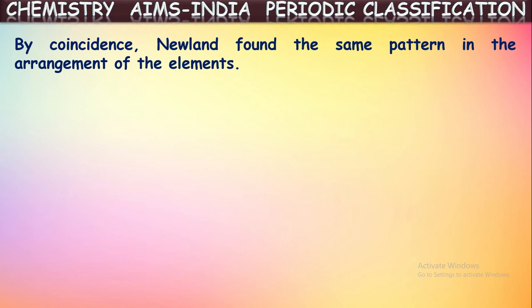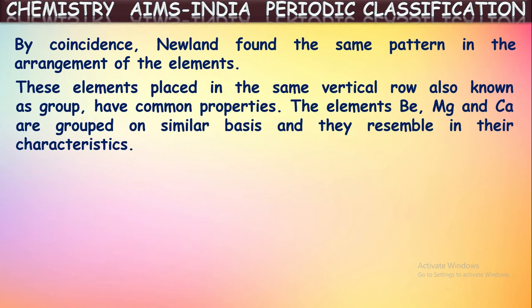So, by coincidence, Newlands found the same pattern in the arrangement of the elements also. The elements placed in the same vertical row, also called a group, have common properties. For example, the elements beryllium, magnesium, and calcium are grouped on a similar basis and they resemble in their characteristics or properties. When elements are written in increasing order of their atomic numbers, he observed that the properties of an element resemble those of the consecutive eighth element. For beryllium, the properties are similar to magnesium.